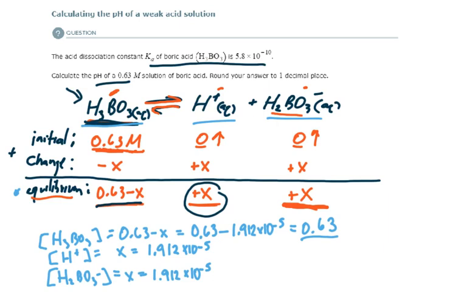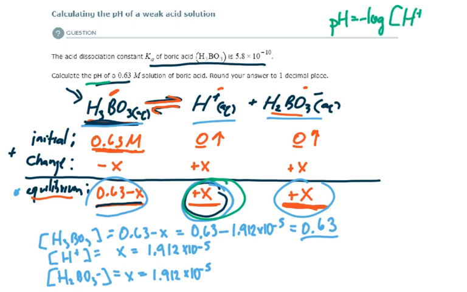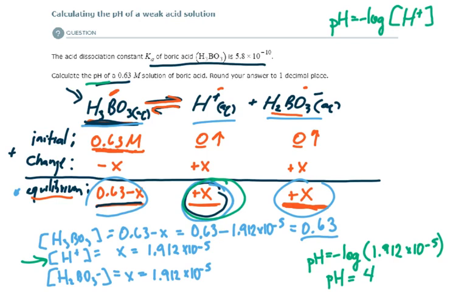So now that I have the equilibrium concentration of hydronium, I did get equilibrium concentrations for the other species, but this is the one I need to find the pH, because pH is equal to the negative log of the hydronium ion concentration. So pH is equal to the negative log of 1.912 times 10 to the minus 5. That would give me a pH of 4.7 rounded to 1 decimal place.